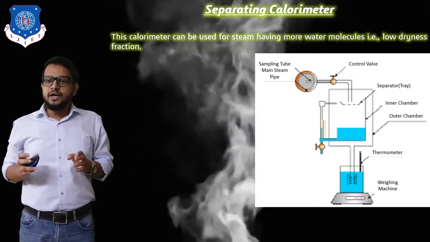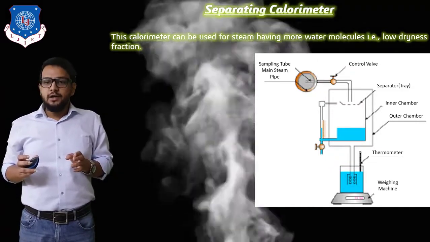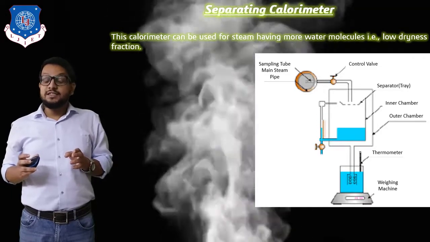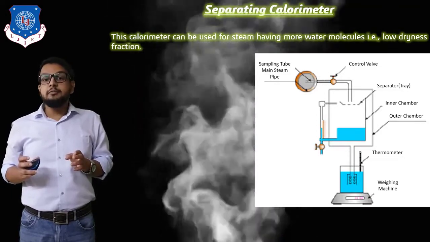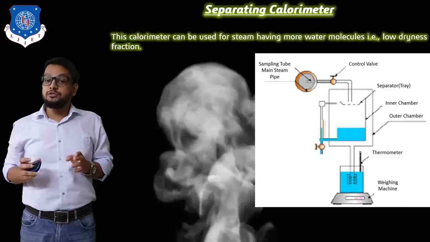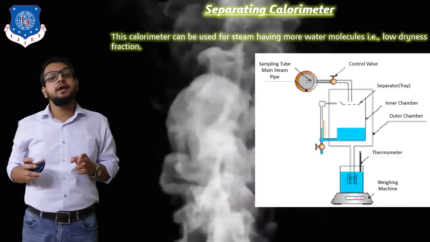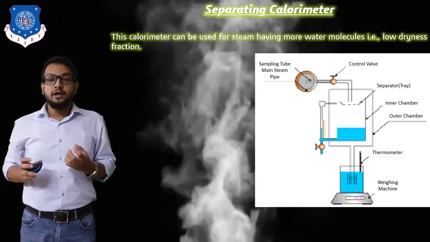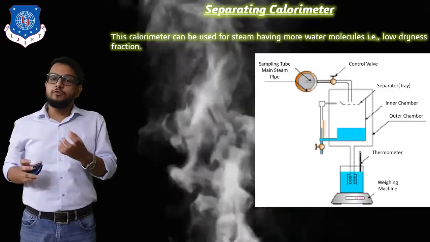On the bottom side you can see there is a bucket provided. Within this bucket dry steam will be passed and it will be condensed. The bucket is placed on a weighing machine. By making use of the weighing machine we can determine the weight of that bucket, and ultimately that will give the mass of dry steam.